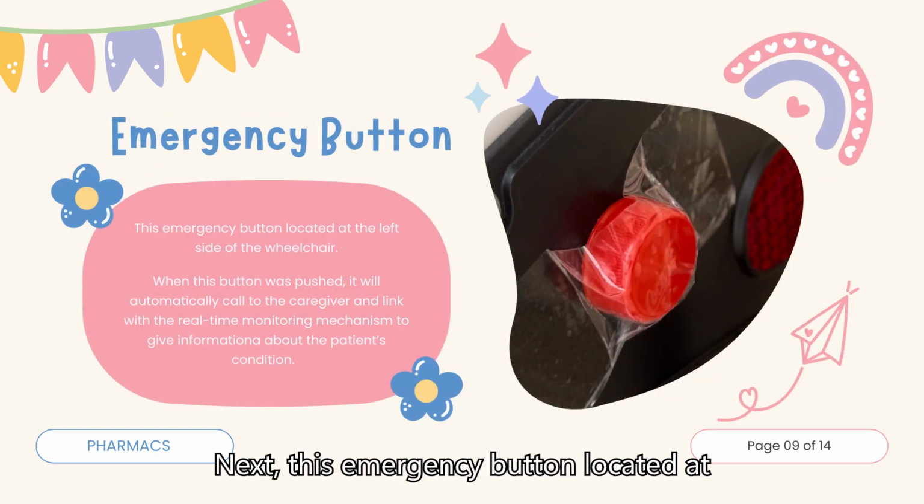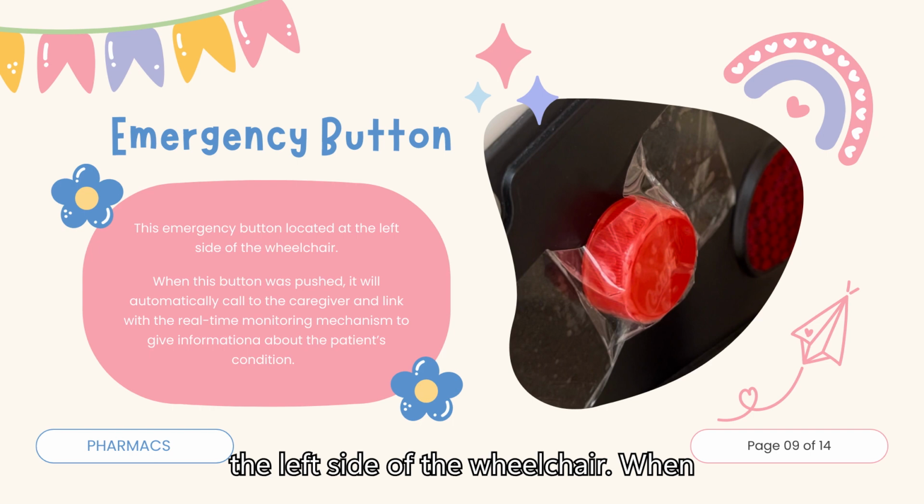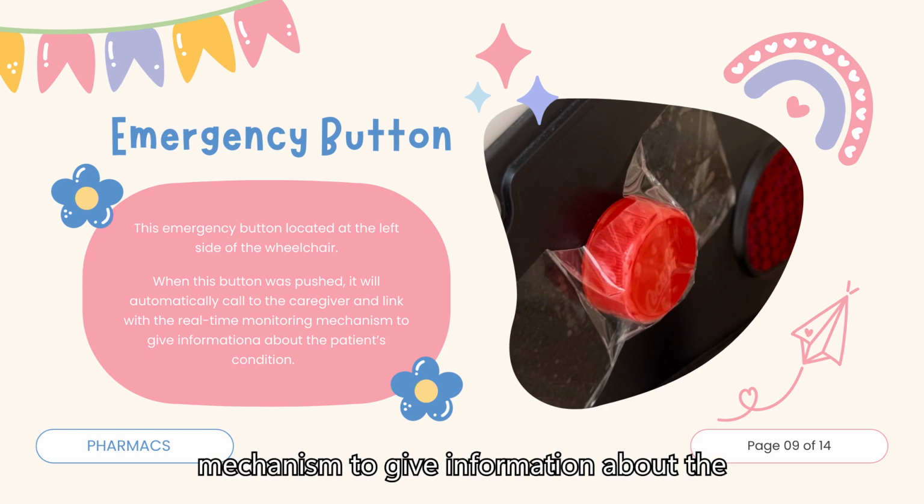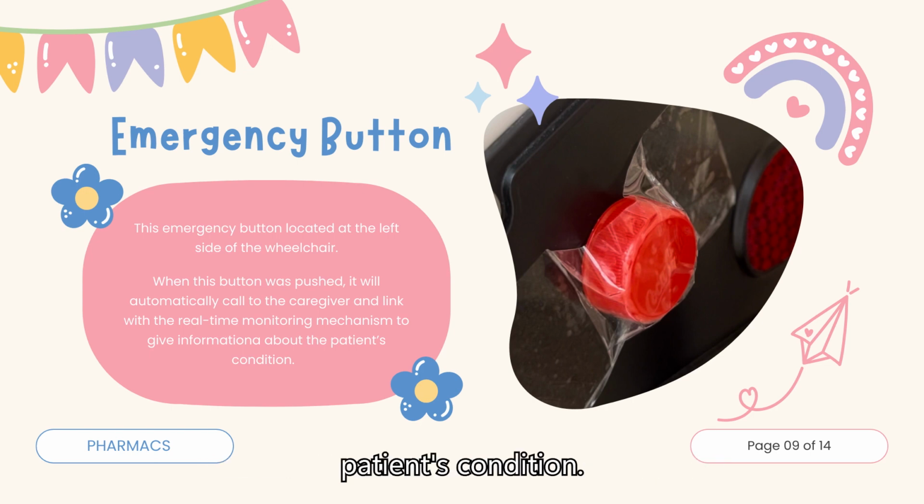Next, this emergency button is located at the left side of the wheelchair. When this button is pushed, it will automatically call the caregiver and link with the real-time monitoring mechanism to give information about the patient's condition.